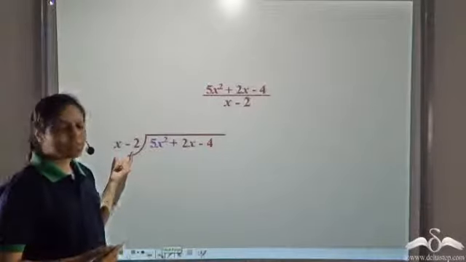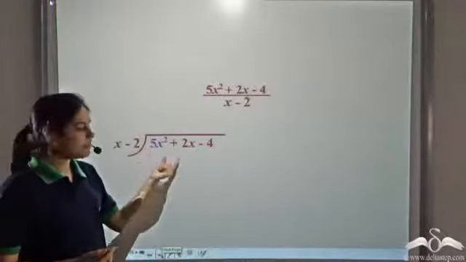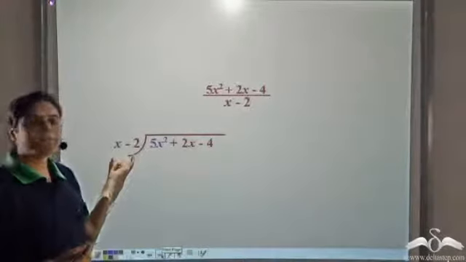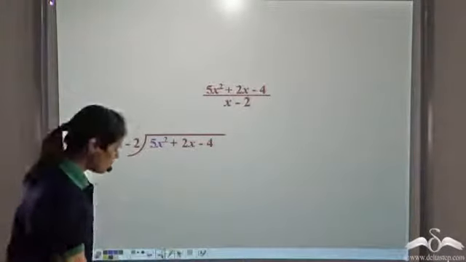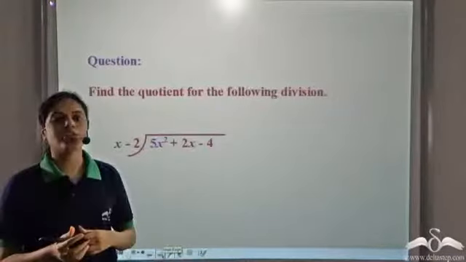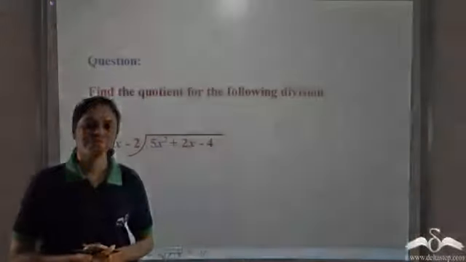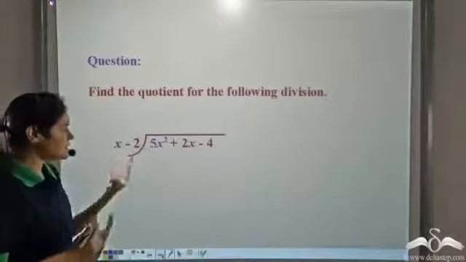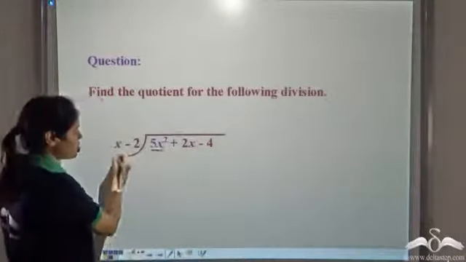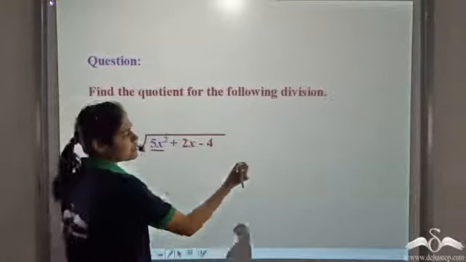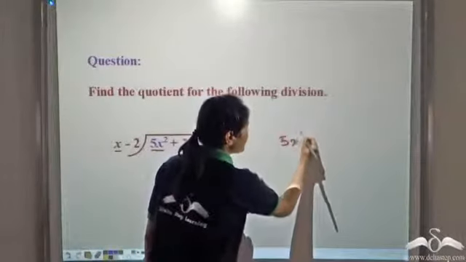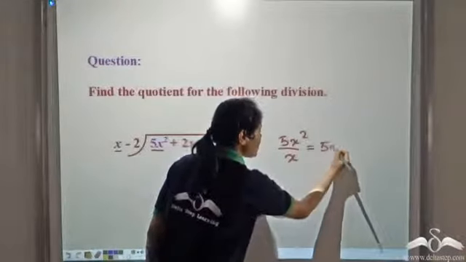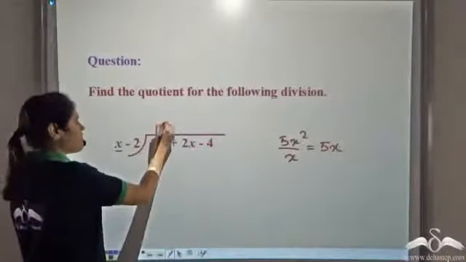So we divide it using the long division method. (5x² + 2x - 4) divided by (x - 2). Now can you tell me what will be the quotient of this division? Now in order to divide this by this, we need to divide the first term of this by this. That is 5x² divided by x. This gives us 5x. So we have 5x here.